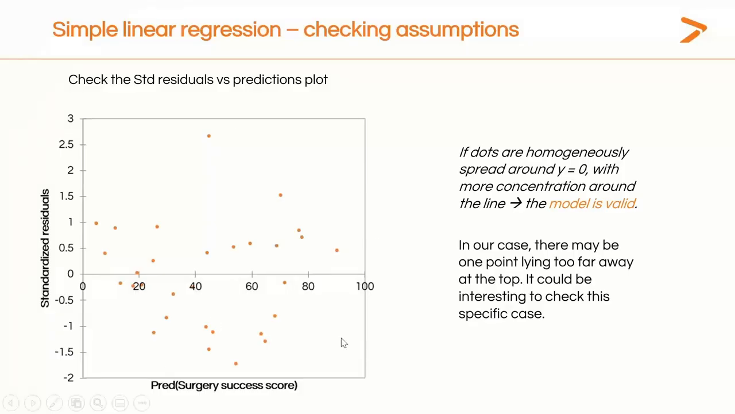But you should know that this chart, which is produced in the regression report and which represents standardized residuals according to the predictions, allows you to check for the quality of the residuals. The points need to be homogeneously spread around the horizontal line here. So you shouldn't be seeing specific patterns on this chart so that the model is valid. In our case, there may be one point which is a bit too far away from the bulk of the points. So this is maybe a specific outlier we should be checking out and maybe removing from the analysis if this patient is not necessarily representative of our population.